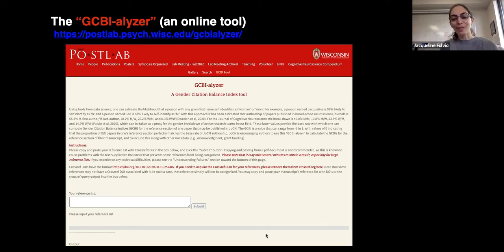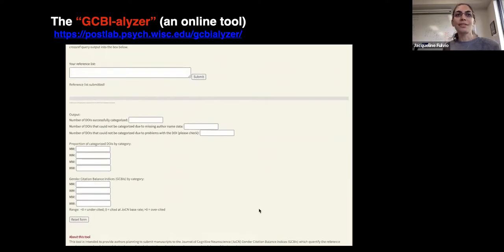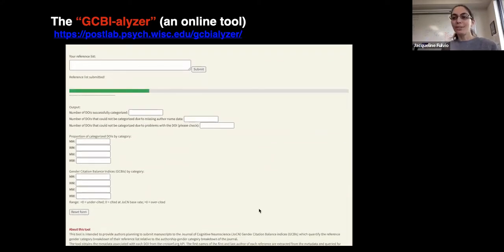And as you can see by my background, I've since been released back into the wild of the lab, so that's awesome. The tool is designed to have authors submit a reference list and then receive the gender category breakdown and gender citation balance indices in return. Just to show you a quick example of how this works, and you can even go to our website later and test it for yourself, what I'm doing here is pasting in a reference list from a paper my supervisor and I published in the early part of 2020. As it's working, a progress bar advances in green. You can see it going across the screen. And several outputs appear in the boxes below, and we will come back to those shortly.